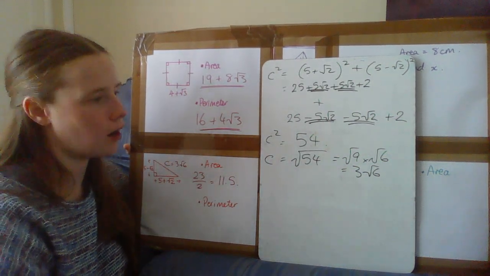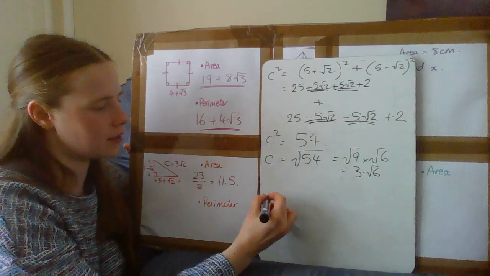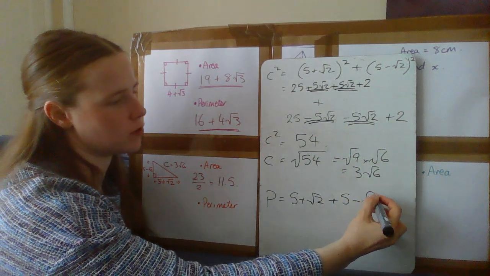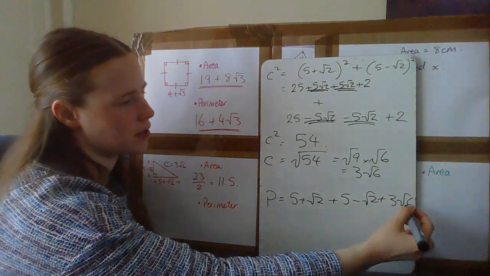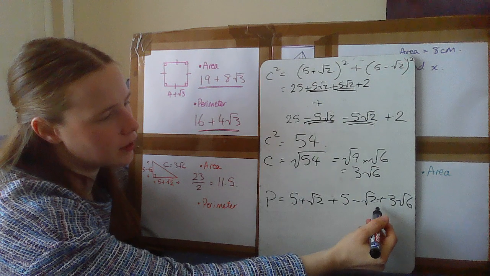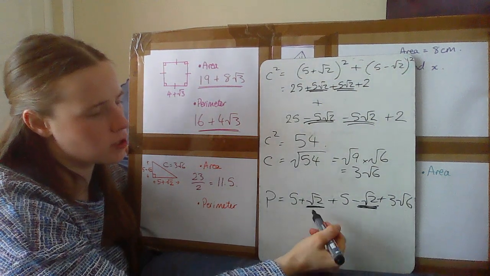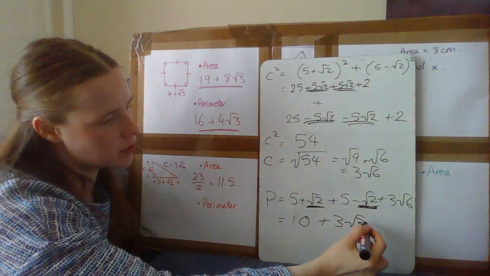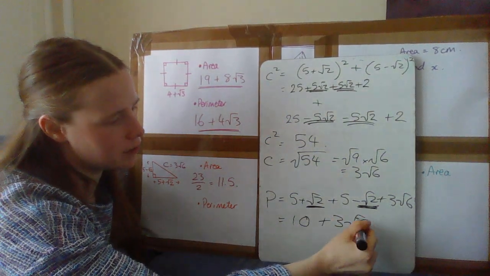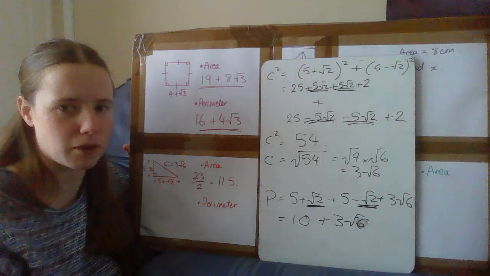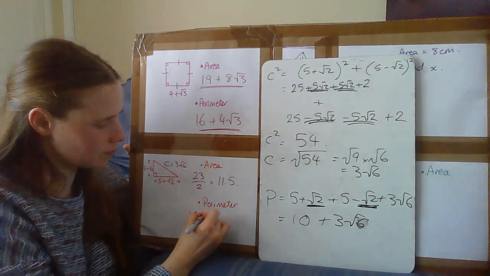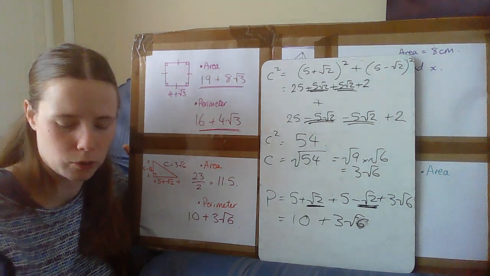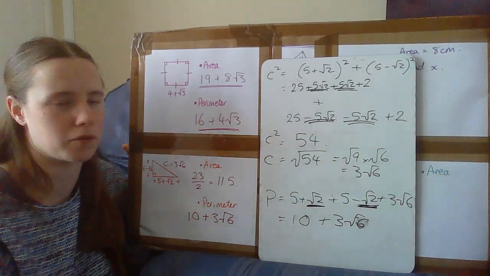So for perimeter now, I need to add all of those lengths together. So I'm going to do 5 plus root 2 plus 5 minus root 2 plus 3 root 6. And then I need to simplify. The minus root 2 and the plus root 2 cancel out, and I'm left with 10 plus 3 root 6. And that is my final answer. But that Pythagoras in the middle there made it a much longer, more difficult process than we had for the perimeter of the first one.